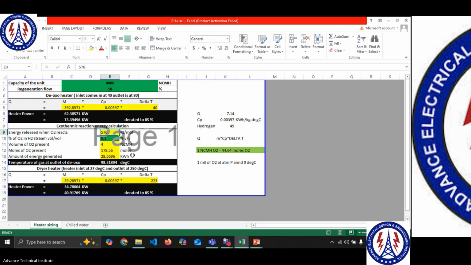Clear? Yes. And we know the percentage of O2 in H2, right? We said it was somewhere around 0.5. Half of that, molecular H2 equal. So now that is about 20 nm cube, right? 0.5 percentage volume by volume. If my total nm cube is 4,000, I say that 0.5 percentage, if it is oxygen, then I know how much oxygen is present.